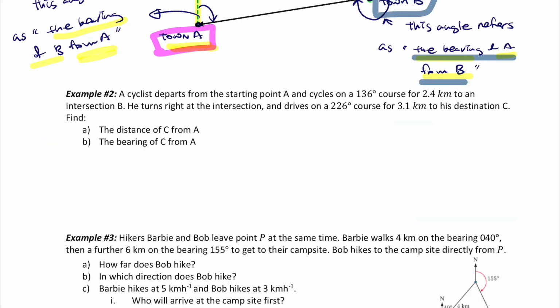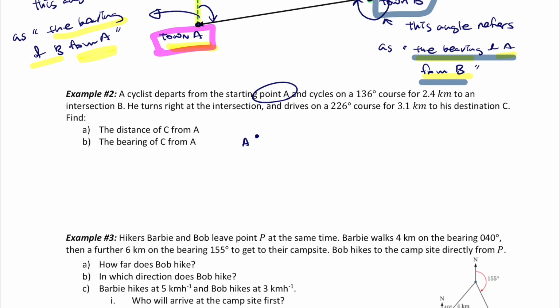Okay, then let's do example number 2. We have a cyclist that departs from the starting point A and cycles on a 136 course for 2.4 kilometers to an intersection B, and he turns right at the intersection and drives on a 226 course for 3.1 kilometers to his destination C. We need to find the distance of C from A. So we have a point A, and he cycles on a 136 course for 2.4 kilometers to an intersection B.